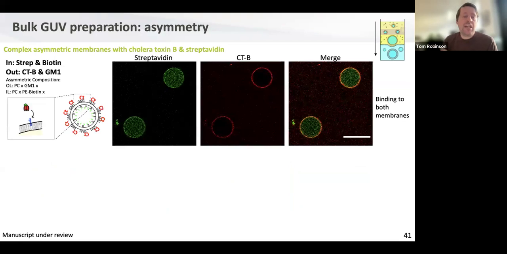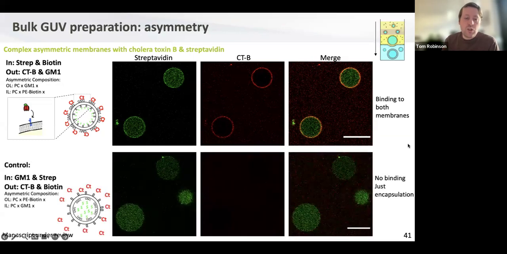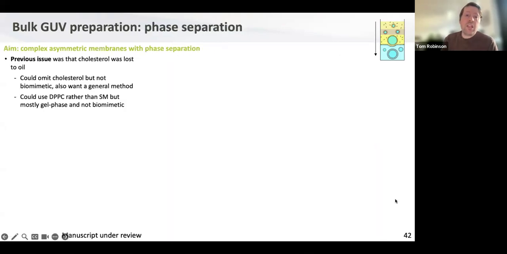So then we can combine this together and do two different proteins now. In this case, we chose GM1 and cholera toxin B on the outside, and on the inside we had biotin-related lipids and streptavidin. And this is what we see. We see enrichment of the streptavidin at the membrane on the inside, and then binding of cholera toxin B on the outside. And then when we have the control, when we flip this, we can see that we don't have any binding around the wrong membranes. So that all makes sense. So we're happy about that.